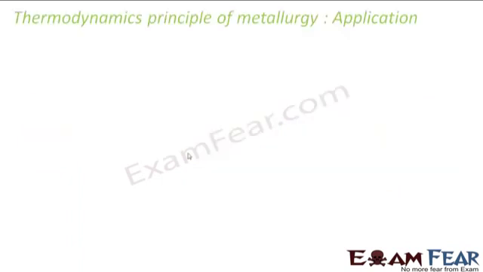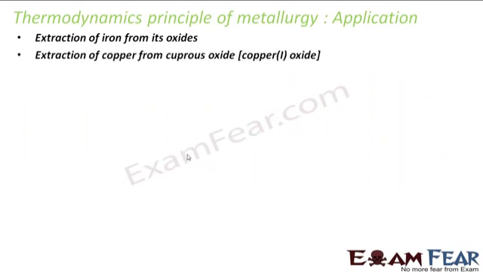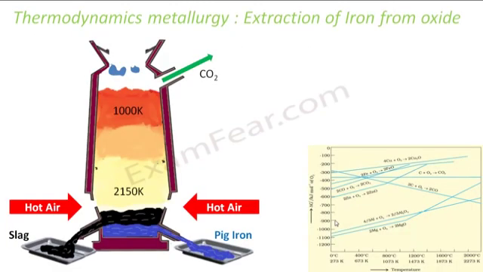Now let's see some applications of the thermodynamics principle of metallurgy. There are three applications which we'll study in this chapter. The first one is the extraction of iron from its oxides. The next one is extraction of copper from its cuprous oxides. And the third is extraction of zinc from its oxides. Let's talk about the first one, that is extraction of iron from its oxide.